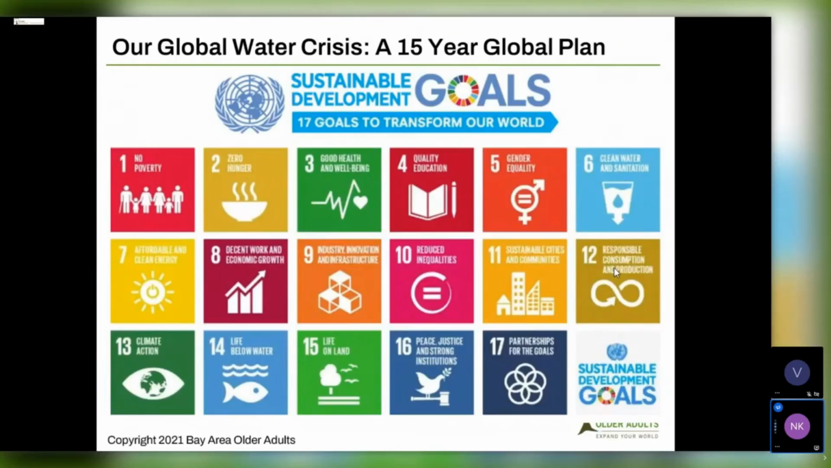Successful water management will serve as a foundation for the achievement of many of the 17 Sustainable Development Goals, as well as for SDG 6, which is to ensure availability and sustainable management of water and sanitation for all.